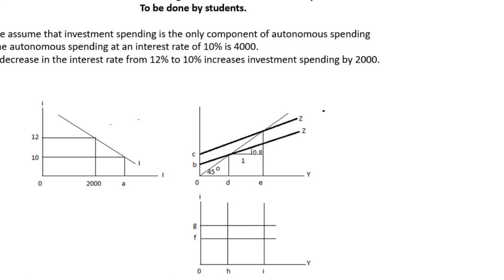We now know that the value of B is 2,000, right? At an interest rate of 10%, autonomous spending is 4,000. It's given to us and we calculated that already. A decrease in interest rate from 12 to 10% increases the investment spending by 2,000. Therefore, working backwards, you minus the 2,000 from 4,000 and your B will be 2,000. It can't be more than 4,000. On the vertical axis, B should be lower than C. It makes common sense that B will be lower than C. So if C is 4,000, B will be a lower figure. In this example, you work backwards: 4,000 minus 2,000 gives you 2,000.